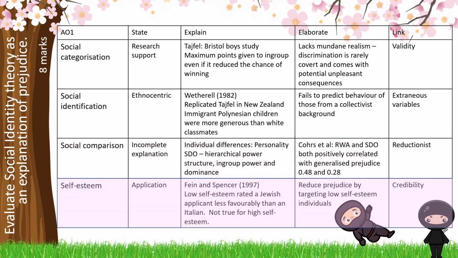Finally, you're going to talk about self-esteem and how that applies to Fein and Spencer's research, and that self-esteem is a critical extraneous variable in trying to reduce or prevent prejudice, or in this case encourage prejudice, and so reduction in prejudice should target individuals with low self-esteem.